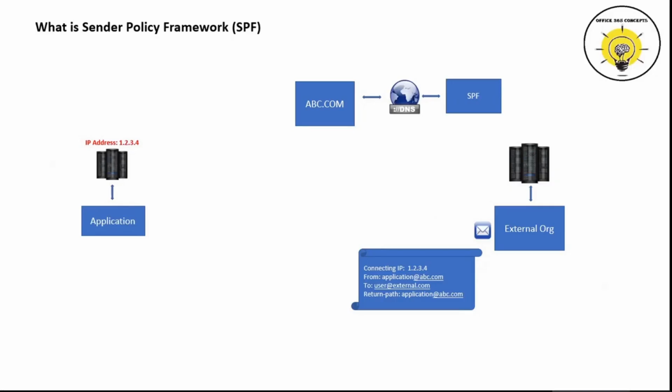To overcome this situation, what the sender can do is add the IP address of the relay application within the SPF record of the abc.com domain so that the recipient servers can trust that particular email. Once you add the IP address of the relay application within the SPF record, all the recipient servers will treat that email as a legitimate email and they will trust that this particular email is sent from the abc.com domain.